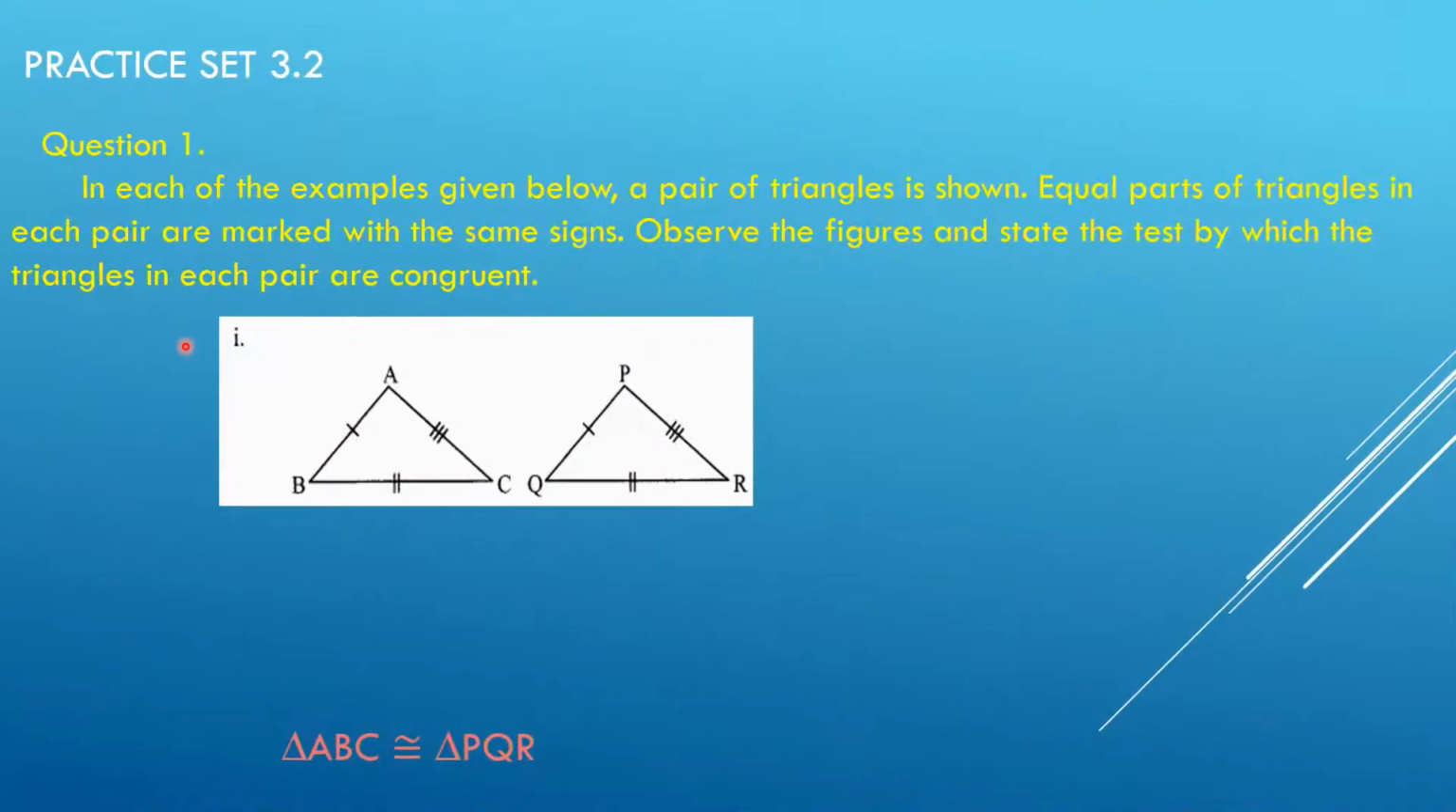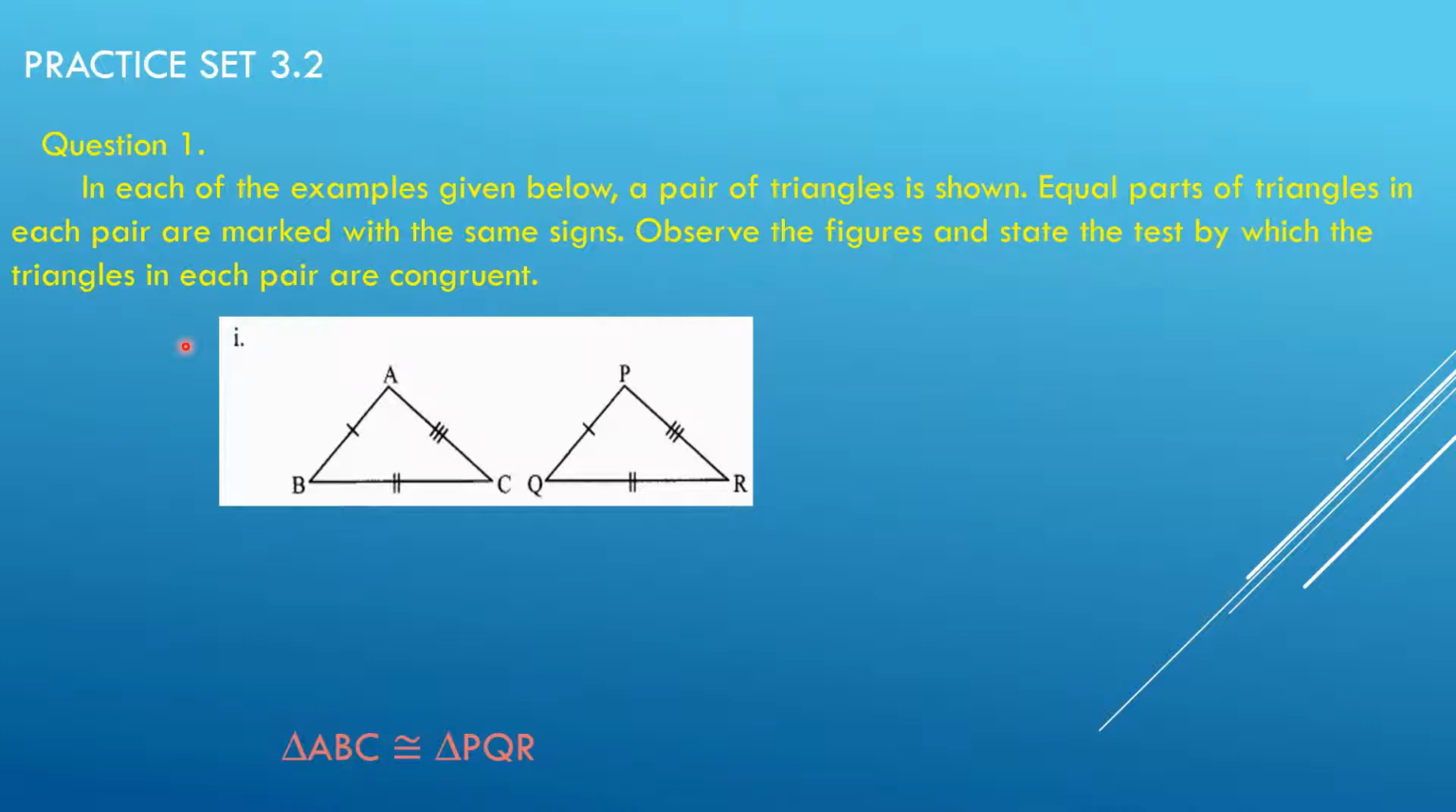Now I am moving to your practice set 3.2. First question. In each of the examples given below, a pair of triangles is shown. Equal parts of triangles in each pair are marked with the same signs. Observe the figures and state the test by which the triangles in each pair are congruent. The figure is already given. You have to write by which test these two triangles are congruent.